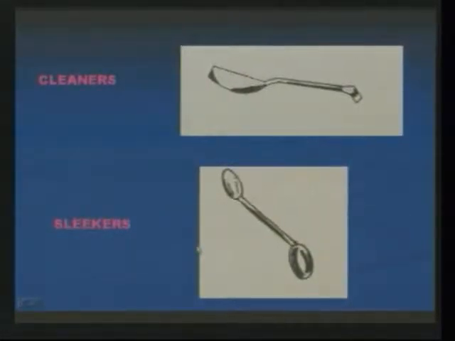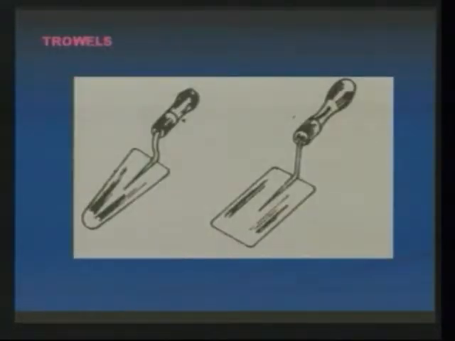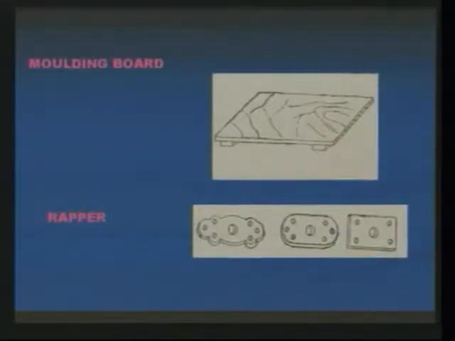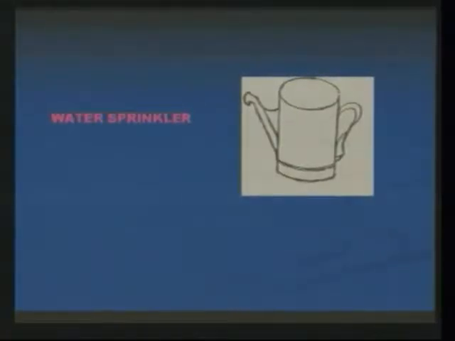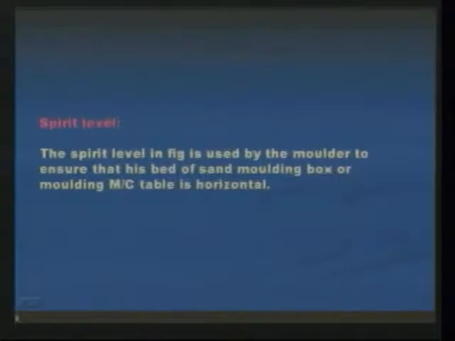The cleaners and slickers are also some of the tools used in the preparation of molds, for cleaning and removing small sand from the mold cavity. This figure shows the trowel, which is used for finishing the prepared mold. Next one is the molding board and the rammer. The molding board is a flat board used for keeping the flasks over it. The water sprinkler is used for pouring water, adding some water content to the molding sand. Now this one is a spirit level. The spirit level in the figure is used by the molder to ensure that the bed of sand, molding box or molding machine table is horizontal.